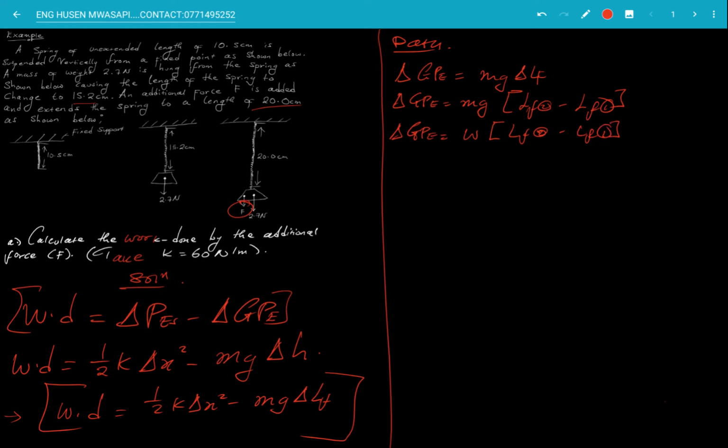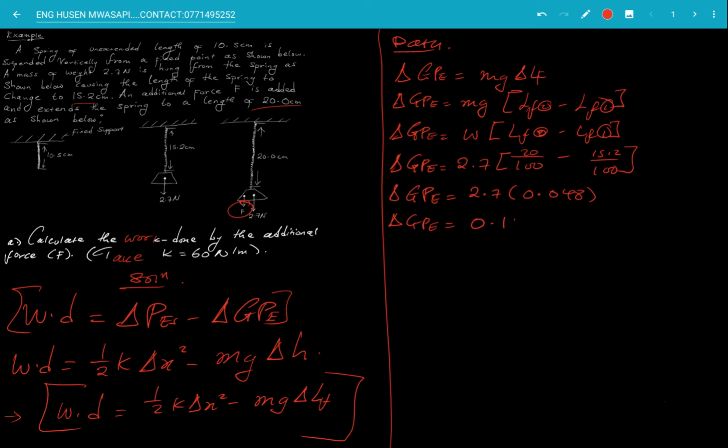So change in gravitational potential energy of the mass will be equal to weight times length final 2 minus length final 1. So if we substitute, the change in gravitational potential energy of the mass hanging on a spring will be 2.7 times length final is 20 divided by 100 minus length initial, which will be 15.2 divided by 100. If you do your math correctly and compute, you'd find that it will be equivalent to 2.7 times 0.048, and the change in gravitational potential energy will be equivalent to 0.1296 joules.